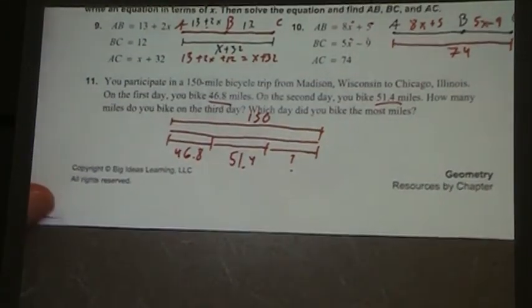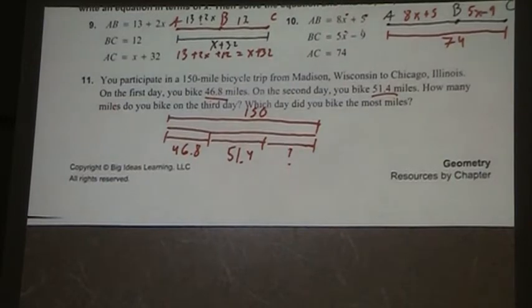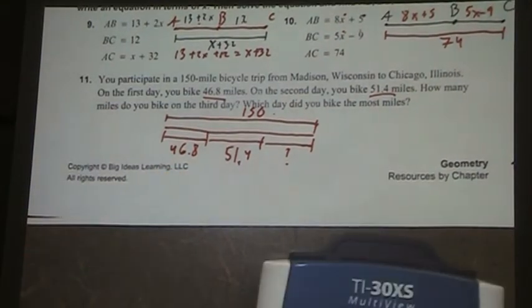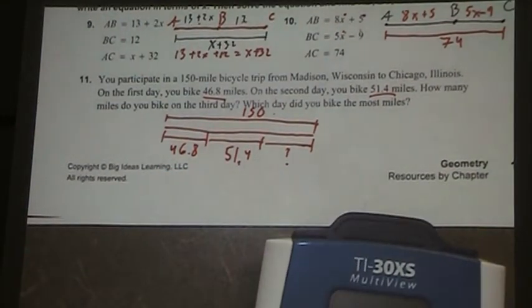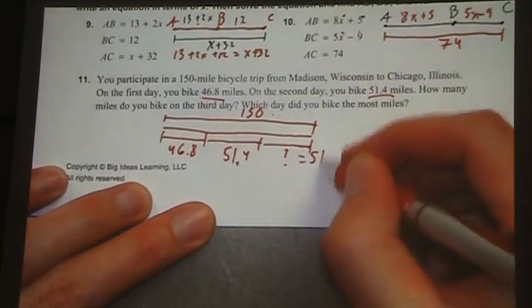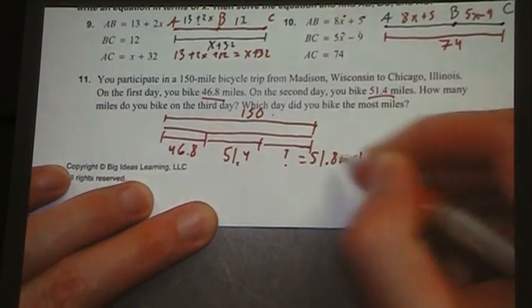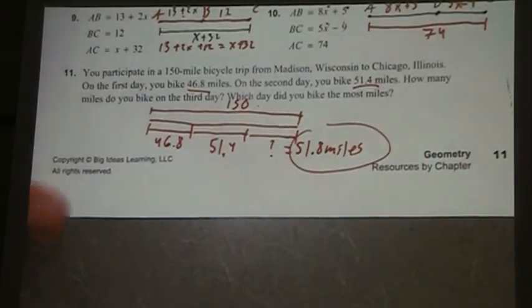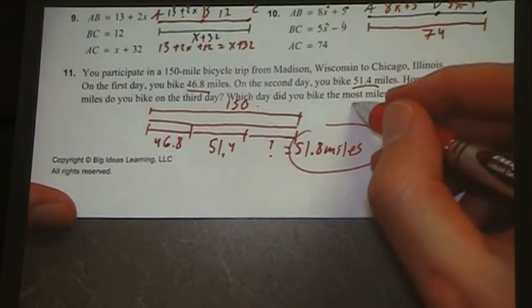When I drew that picture, I think you instantly know what to do. We got 150, and we need to subtract these two from 150. These decimals, I don't like decimals. Well, don't worry, you've got a calculator. So you can go 150 minus 46.8 minus 51.4, and you've got yourself 51.8. Are you done? No, we didn't answer both questions. Which day did you bike the most miles? The third day.